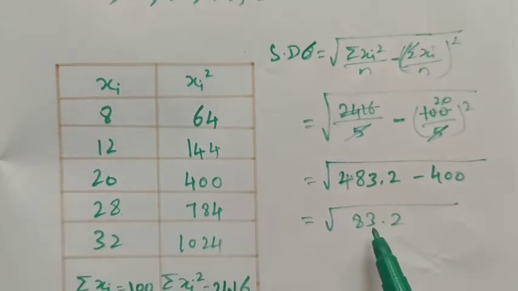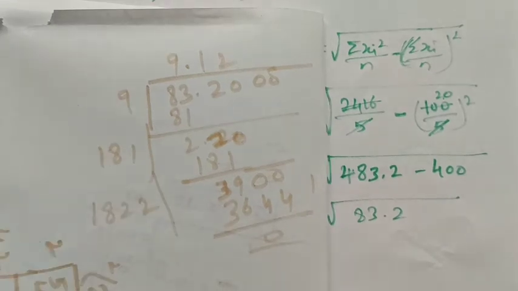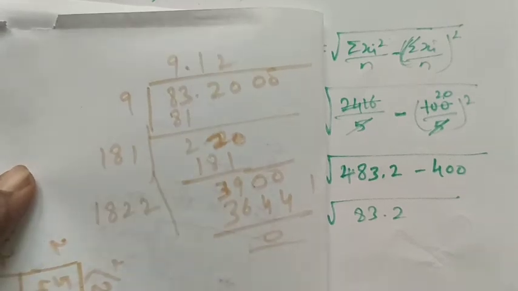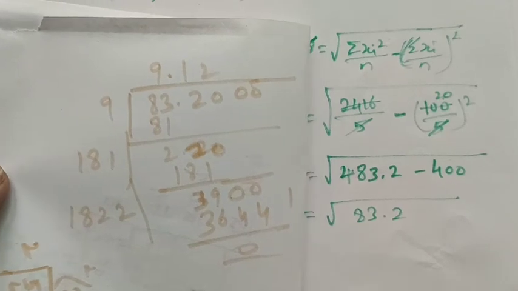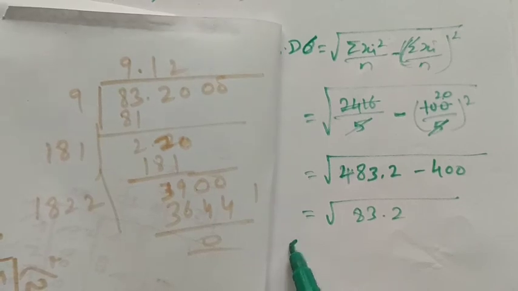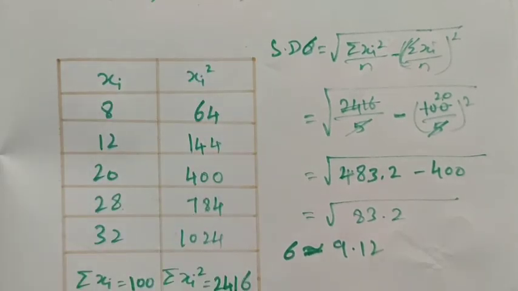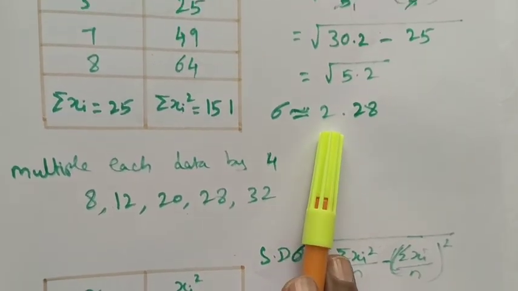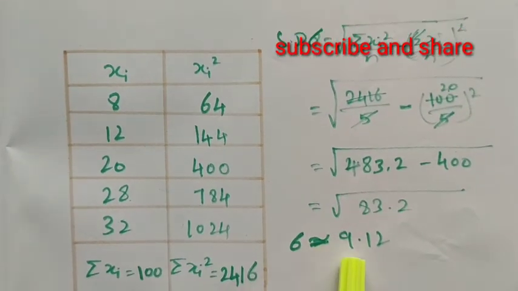So for 83.2, taking the square root we get 9.12 as the square root value. The standard deviation sigma is approximately 9.12. Now compare the standard deviation of the two data. For the first data we have the standard deviation 2.28. For the second data the standard deviation is 9.12.